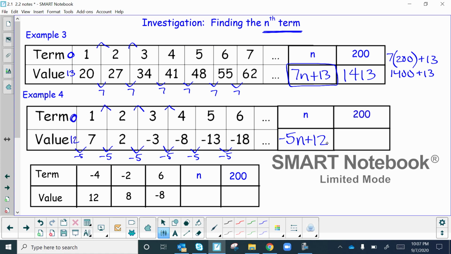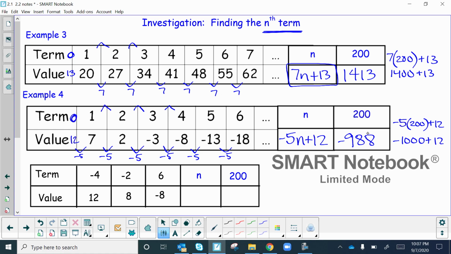So now let's figure out the 200th term. I'm going to take -5, plug in 200, and add 12. So -5 times 200 is -1000. And then I'm going to add 12. So that would take me down to -988. And there's your 200th term.